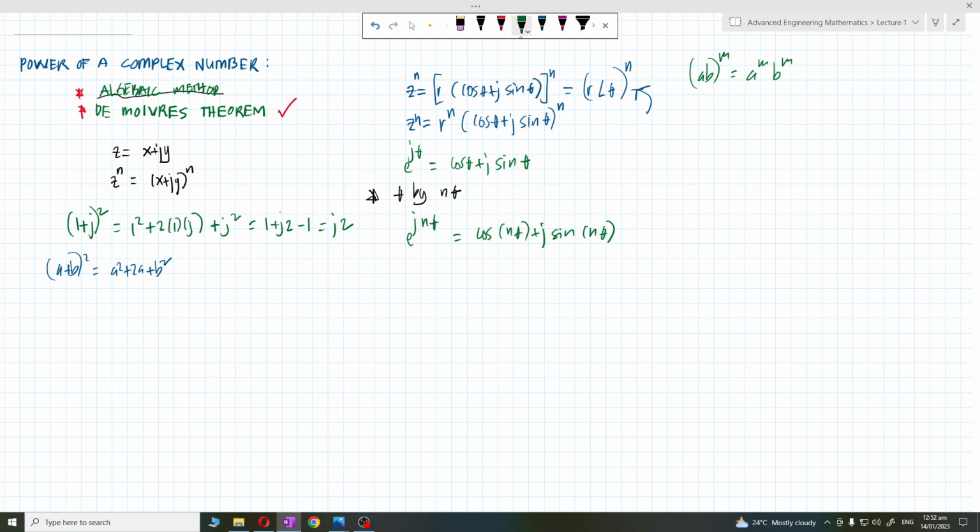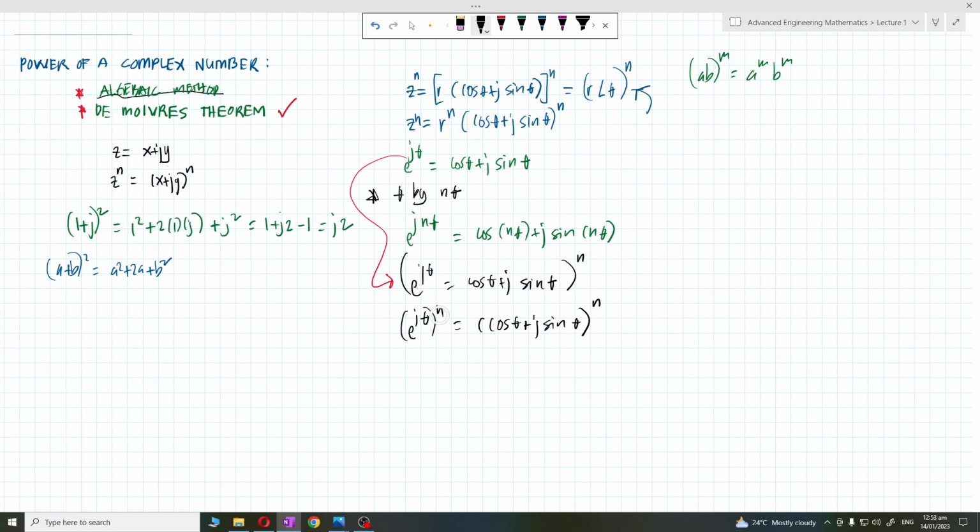But remember, guys, this one can also be raised to the power of n. Let's say e raised to j theta equals cosine theta plus j sine of theta. If we raise both sides to n, what will happen? On the left side, we have e raised to j theta, raised to n, is equal to the quantity cosine theta plus j sine theta, raised to n.